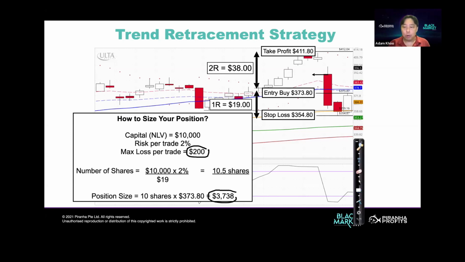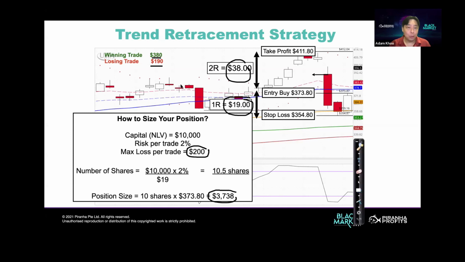So, question. If this turns out to be a losing trade, how much do you lose? You lose $19 times 10 shares. So what's $19 times 10 shares? You lose $190, which is close to 200, because we have to round down, yeah? If it's a winning trade, you win $38 times 10 shares, you win $380.